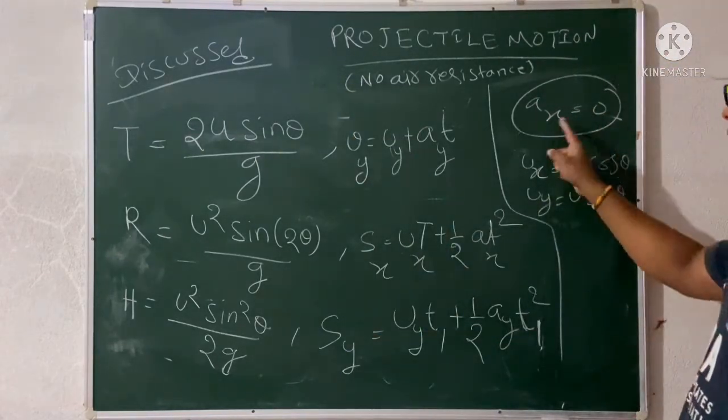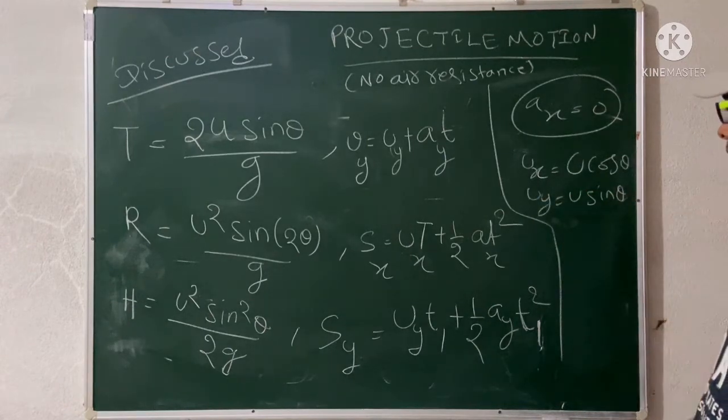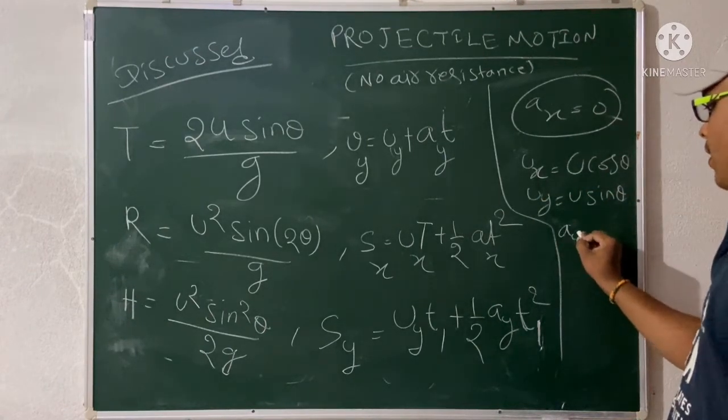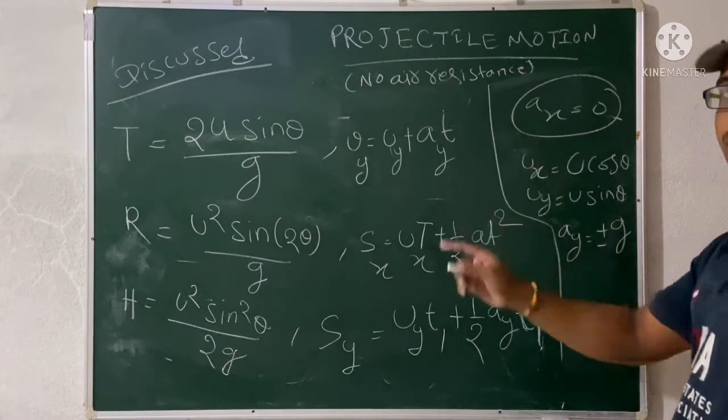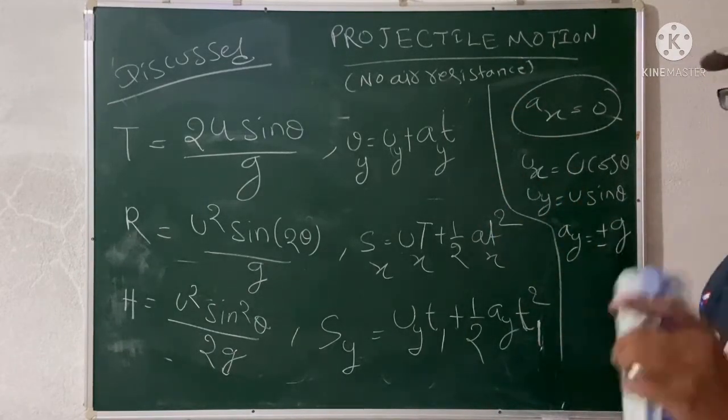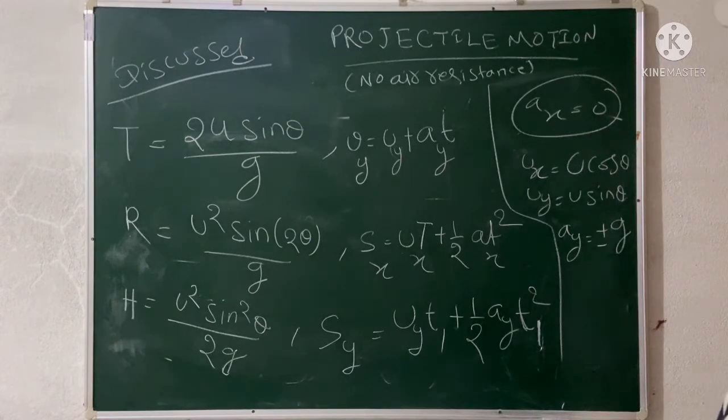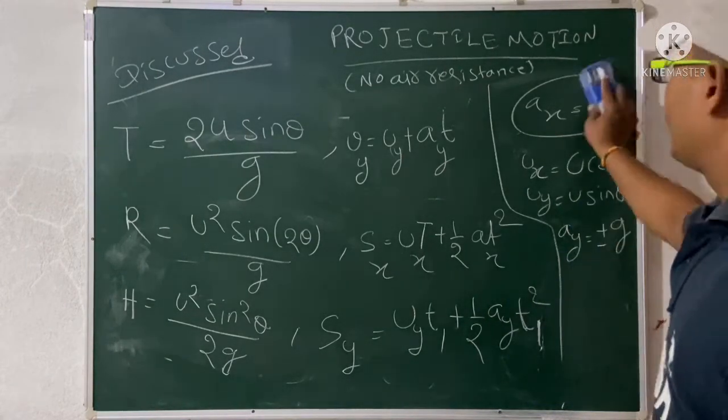Okay, so remember, ax is 0. This is the acceleration along the x-axis, and ay can be plus g or minus g. If going up, then minus g; if coming down, then plus g. Okay, so these are all the things we have discussed today.